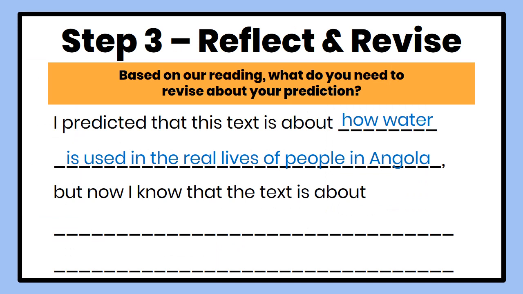Now that we have read the text, think back to your prediction. Was it accurate? Is there anything that you need to revise? I predicted that this text is about how water is used in the real lives of people in Angola. That wasn't completely wrong, but now that we've read the text, I know it wasn't completely right either. Take a minute to think about what you need to revise in your prediction.